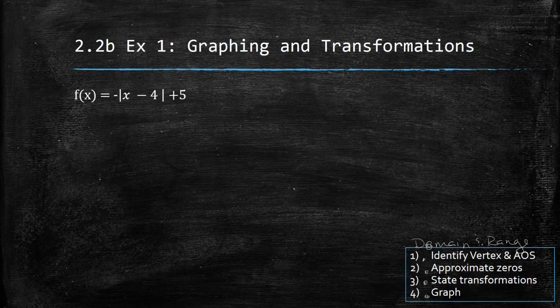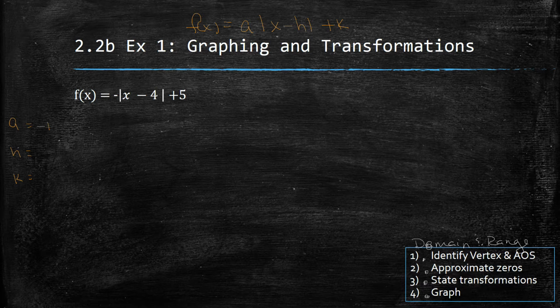So just as a reminder, the formula for absolute value functions is a times the absolute value of x minus h plus k. Okay, so what I'm going to do for this example is we're just going to first list our values for a, h, and k, and then I'll give you the transformations.